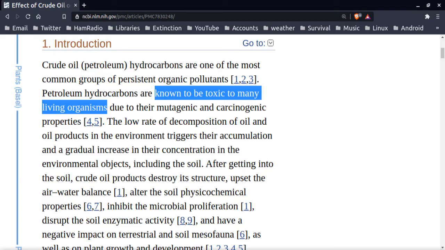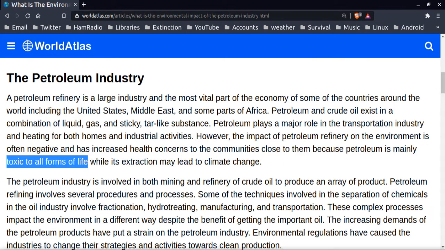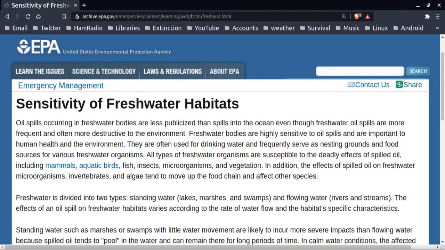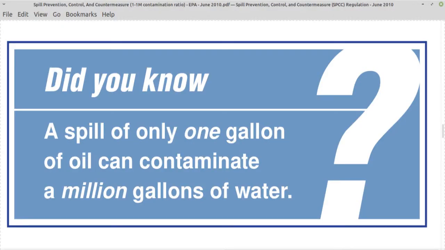Crude oil is hazardous to the environment and all life forms. Aquatic ecosystems are especially sensitive to defilement. In such environments, crude oil can have a 1 to 1 million contamination ratio. 1 gallon can pollute a million gallons of water.